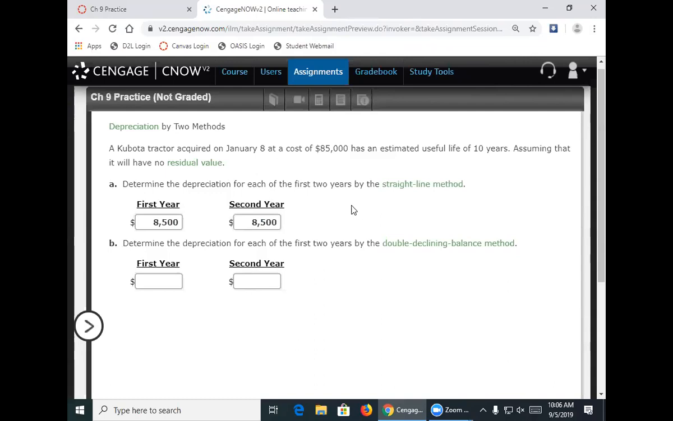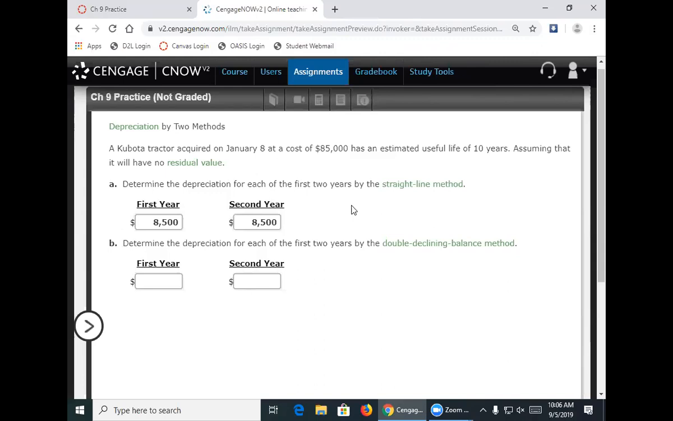Double declining balance method is just a little trickier. If you remember, that's an accelerated form of depreciation. So what we have to calculate first under double declining balance, or DDB for short, is the straight line rate of depreciation. So if you remember, step one, straight line rate.